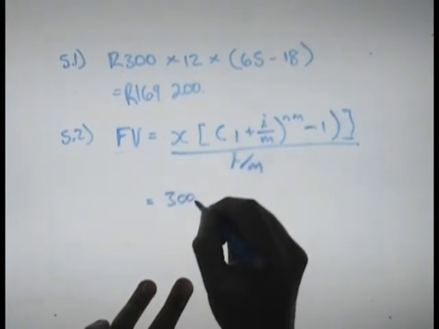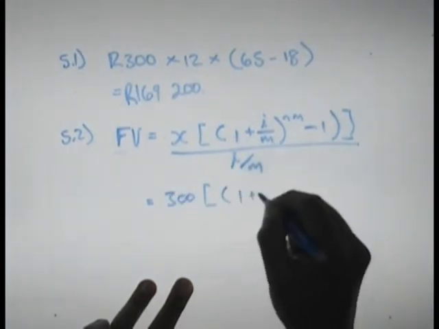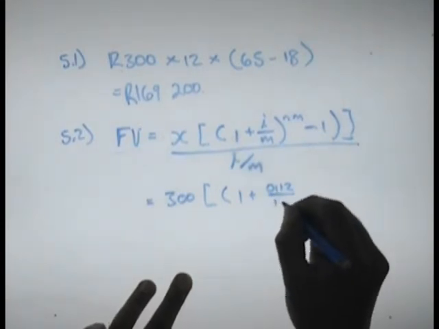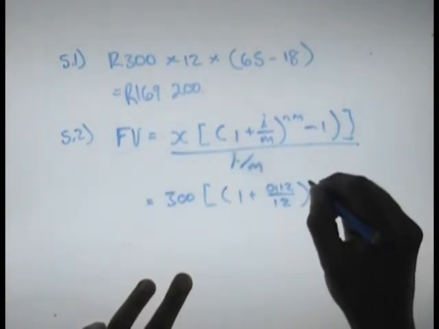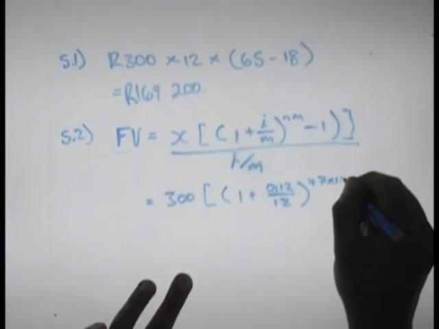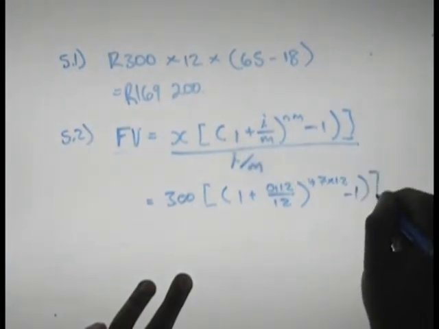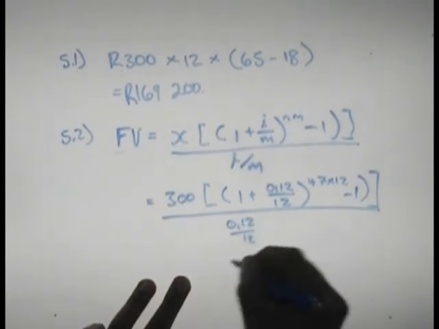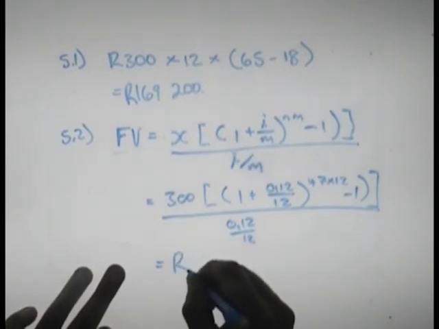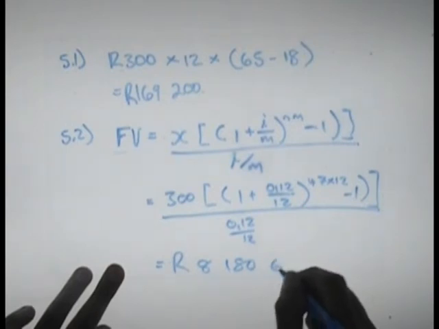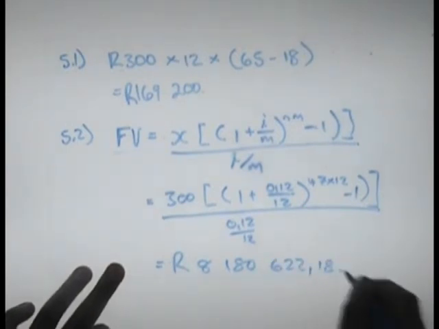We are paying in 300 Rand, 1 plus our interest rate of 12%, so that's 0.12 over 12 compounds a year, to the power 47 years multiplied by 12 compounds a year, minus 1. All of that divided by 0.12 over 12, which will give you an answer of, how cool is this, 8,180,622 Rand and 18 cents.